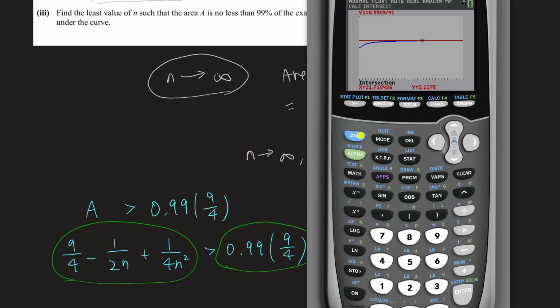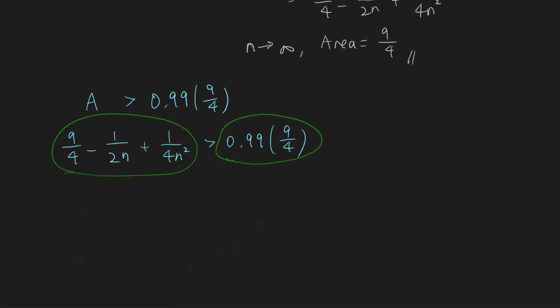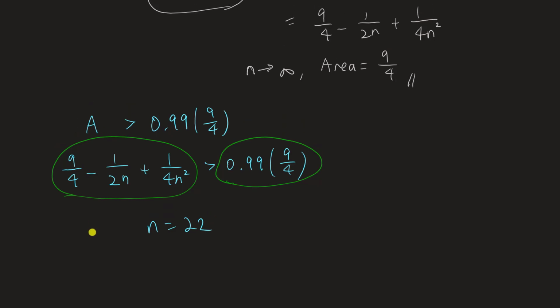Go to your table. That means the answer is either 21 or 22. Going to your table, go to x equals to 21 and check whether this fraction is actually greater than the red one, or is it 22 where this fraction exceeds the red color value? Turns out the answer is this: 4313 over 1936 is the first time the blue color value exceeds the red color value. So your answer would be n equals to 22. When there are 22 rectangles, the estimation of the exact area underneath the curve is already 99% accurate. Okay, that's it for this video.